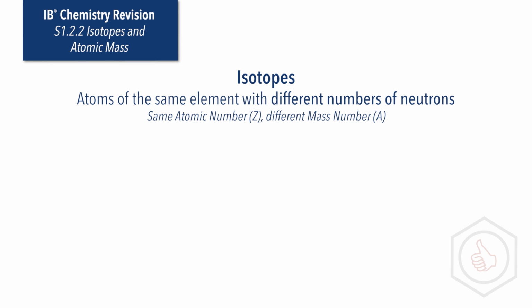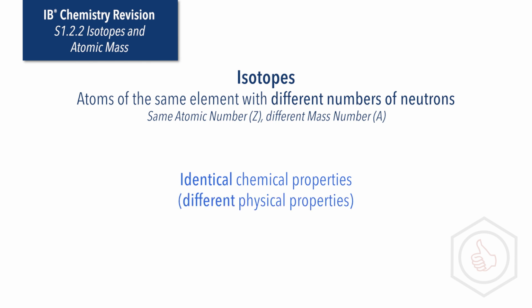The chemical properties of isotopes are identical because they have the same number of protons and electrons. However, their physical properties can be different, such as mass, density, and rates of diffusion, as well as radioactivity.